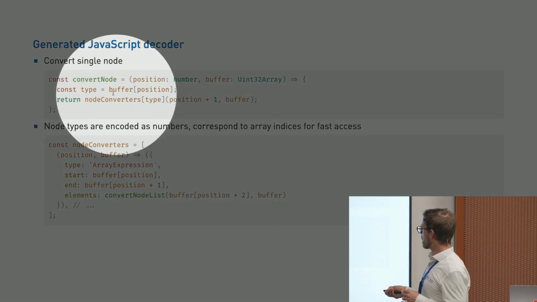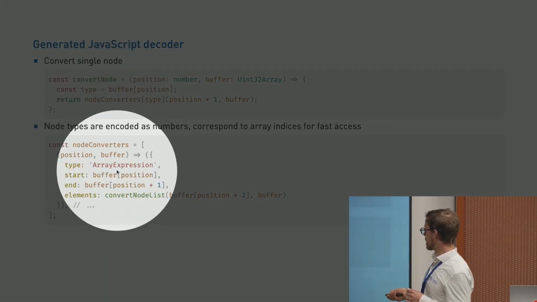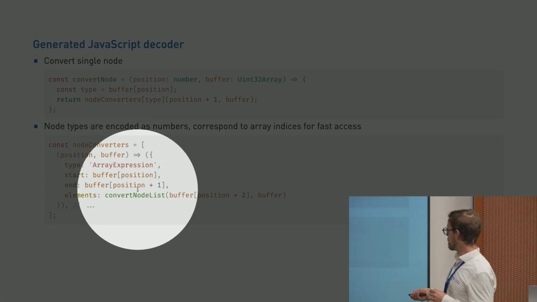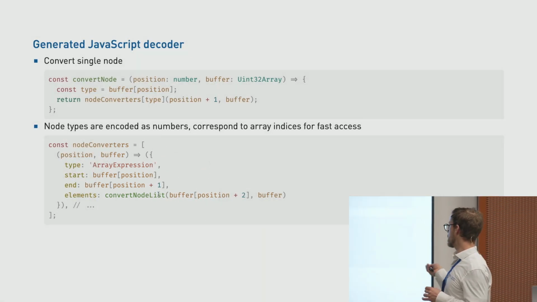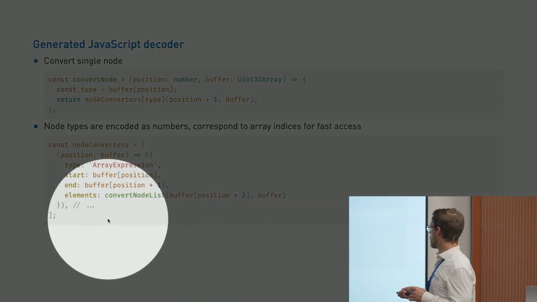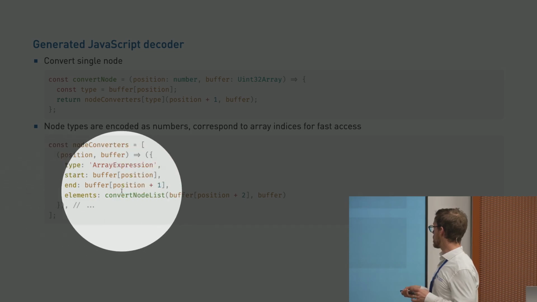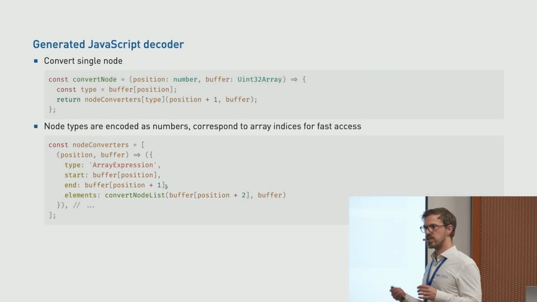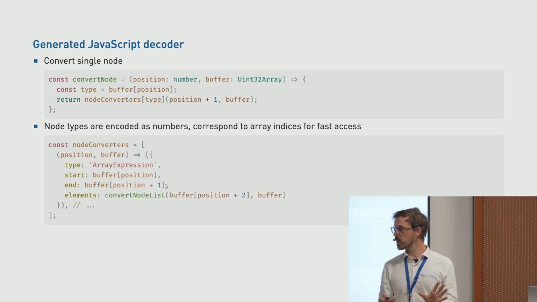Looking at the decoder, basically this is creating a JavaScript object as it usually looks like, and you see the elements. So there's a helper function that decomposes the list of nodes. And there are some positions, like here at position +1 is the end, at position +2 is elements. So this is also something that needs to be kept in sync.